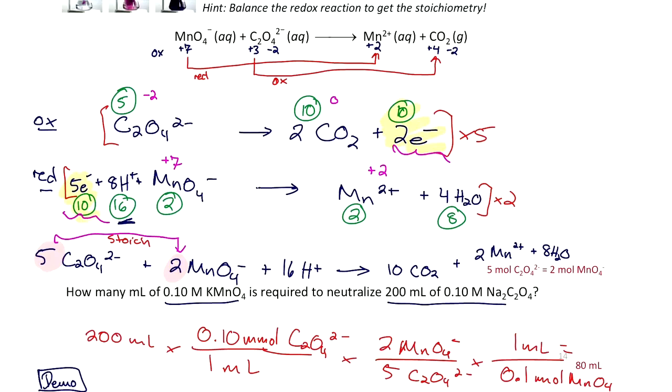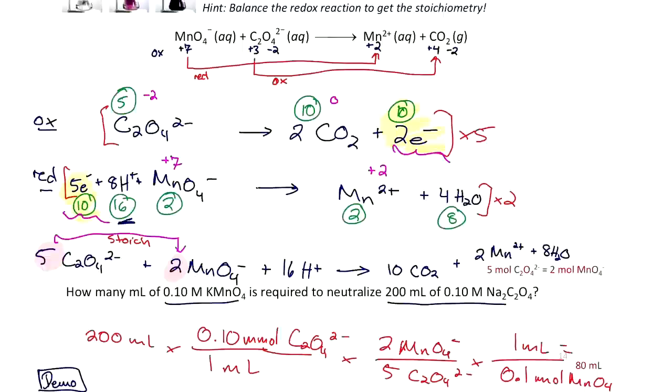Because you learned how to do that already in chapter 17, right? So I started with volume, multiplied by molarity, used stoichiometry, and then divided by the molarity of the new thing. There's nothing new there. And so the answer here would be, we need 80 milliliters of our permanganate to completely neutralize oxalate.